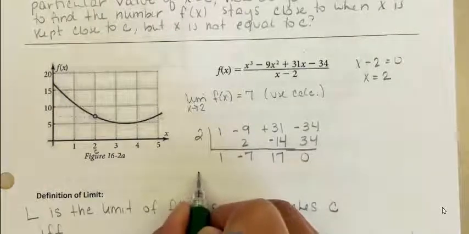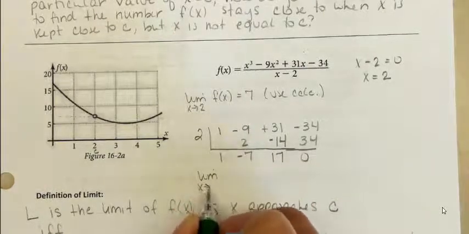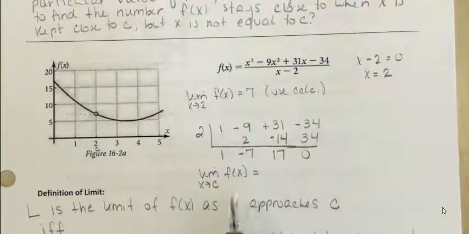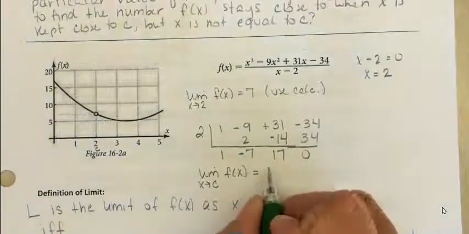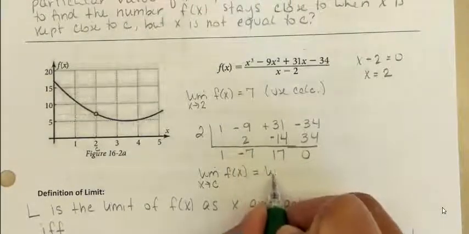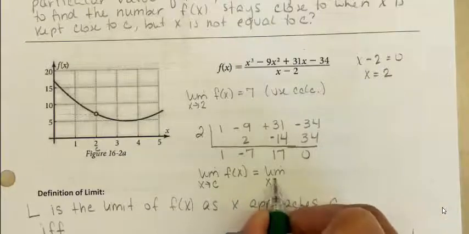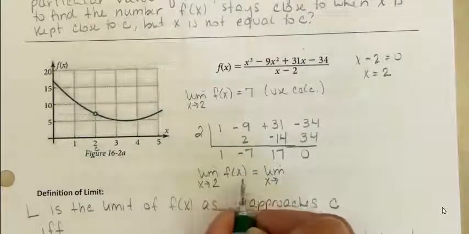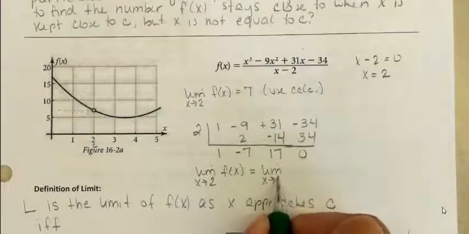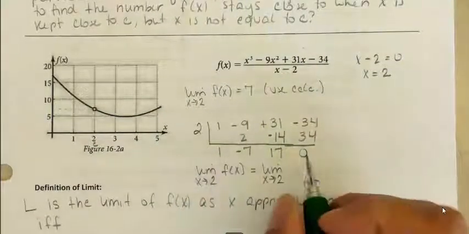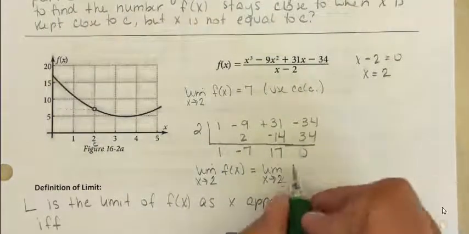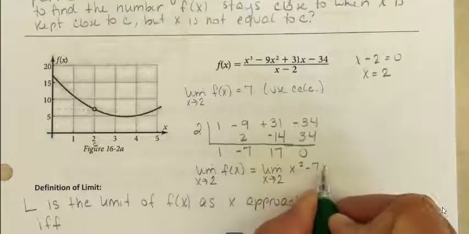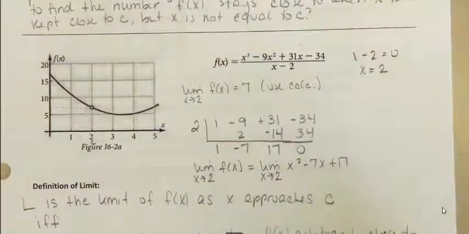is the limit as x approaches, I shouldn't put c, I should put 2, of f of x, which is equal to the limit as x approaches 2 of what I have left here, because I've divided out my x minus 2 factor. And so I could say it's x squared minus 7x plus 17.